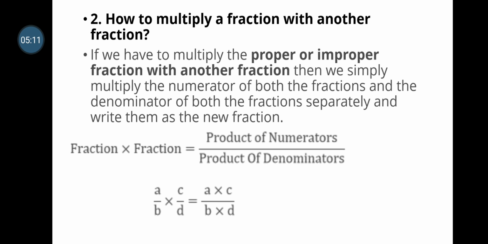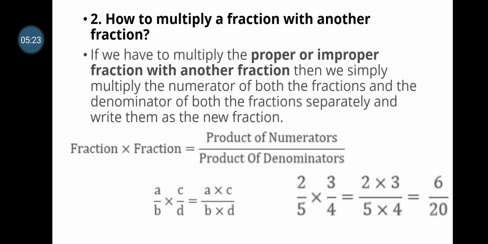You can see here A by B, that is one fraction, C by D, that is another fraction. So what you will do, A into C divided by B into D. So this is how you should multiply. With numbers, you can see the example 2 by 5 into 3 by 4. So 2 into 3 should be in the numerator. 2 into 3 is 6.